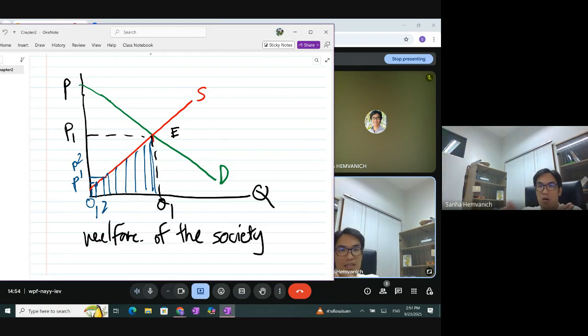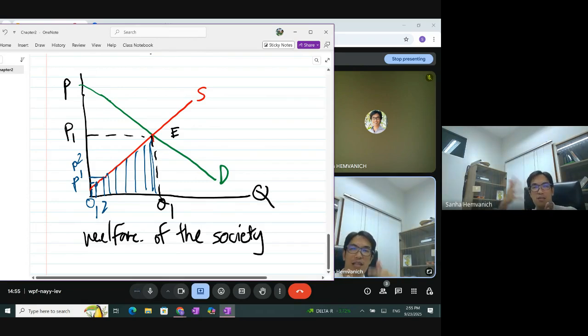But each unit has a higher cost according to this model. Unit number 2 has a higher cost than unit number 1, so the marginal cost keeps increasing and increasing. So eventually, we arrive at Q1.